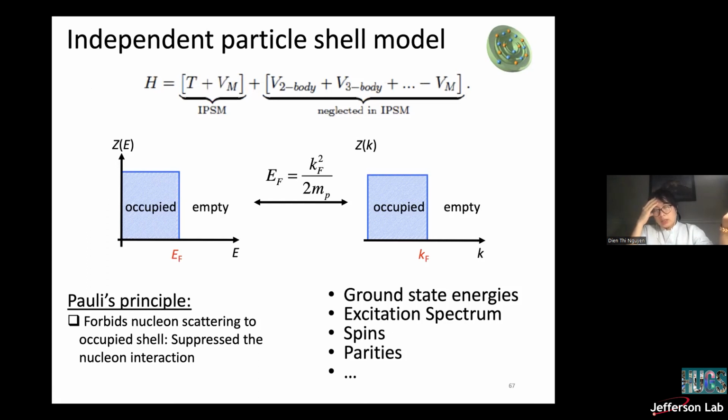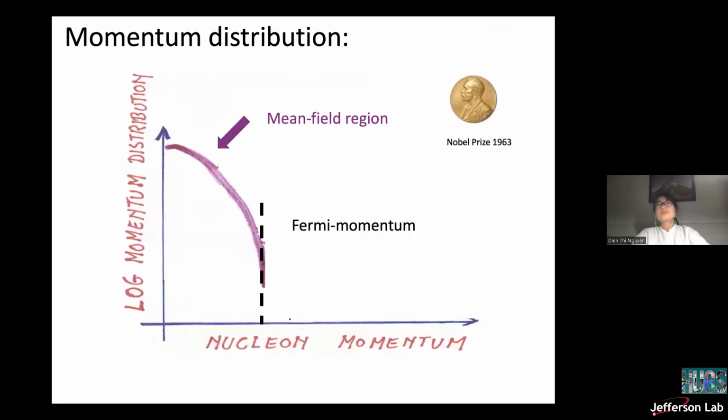Because of this principle, the nucleon interaction is suppressed by a lot. And this model is really successful in explaining the ground state energy, excitation spectrum, spin, and parity. All of this is described in great detail in the book by Martin that I recommended earlier. If you want to understand how each of these can be explained by the independent shell model, that will be a very good reference. I just want to link this independent shell model to another thing we want to discuss, short-range correlation. That is one aspect I want to focus on here.